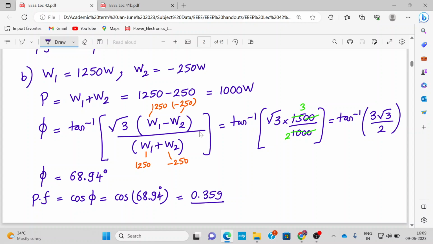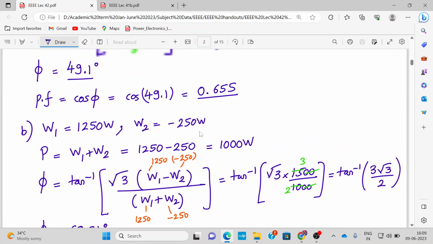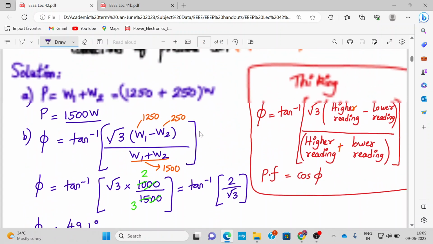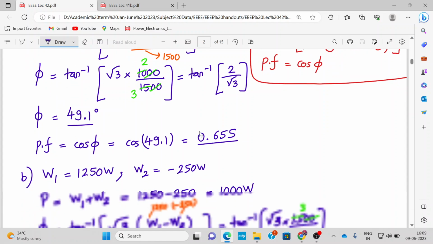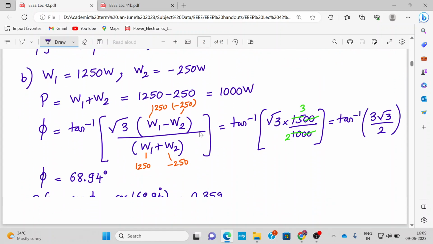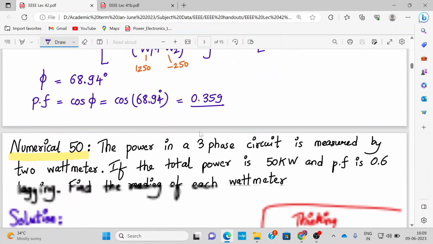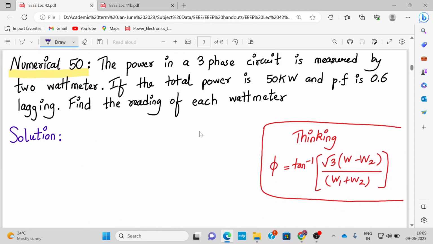Let's halt for a few seconds so that you can write it down and verify the answers on your own. Are the cases clear to you? I hope so, and the calculations are supposed to be matching. Okay, done. So we'll move on to numerical number 50.